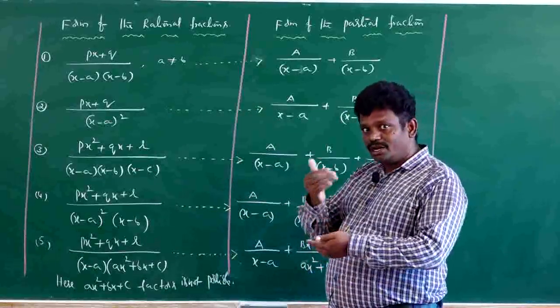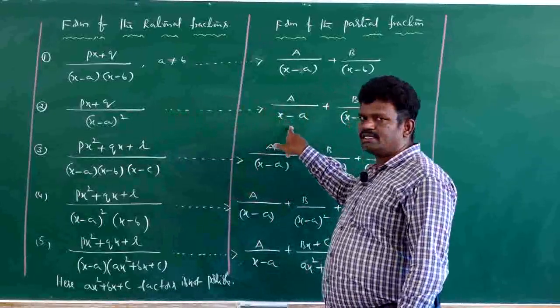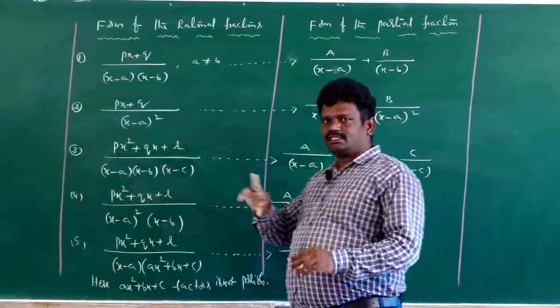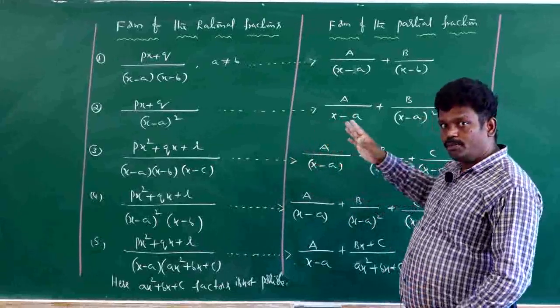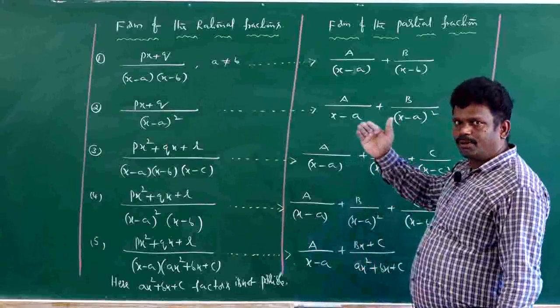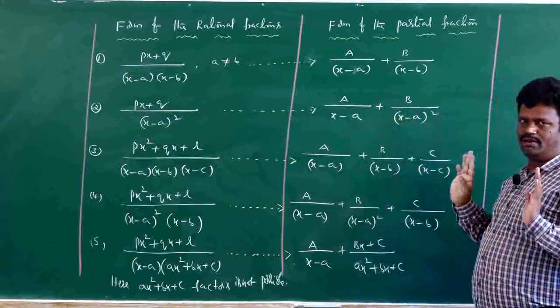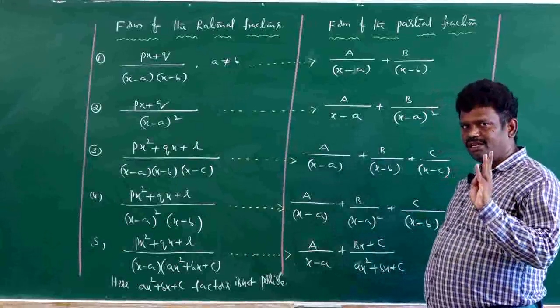That number of times, you reduce the power. Suppose here x minus a whole square is given: the first value is x minus a, the next value is x minus a whole square. Otherwise, if x minus a whole power 4 is given, the number of powers there, that number of times you reduce the power. So that's why a by x minus a, b by x minus a whole square. Okay? That is the first case, only non-repeated linear factors.